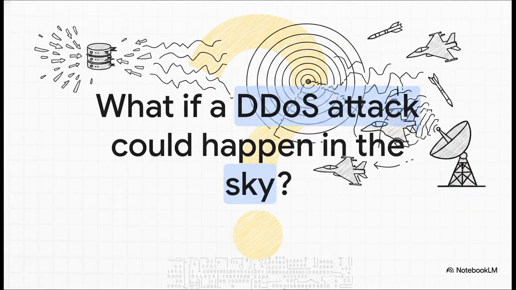So just think about this for a second. You know what a DDoS attack is, right? It's when you flood a website with so much junk traffic that it just collapses. Now, what if you could do that in the sky? What if you could use that same idea to completely blind an enemy's air defense system? It's a wild thought, but it's the perfect way to get our heads around this invisible war.